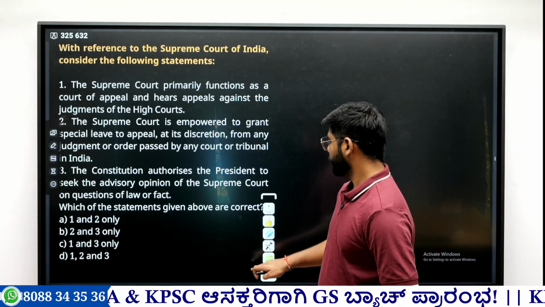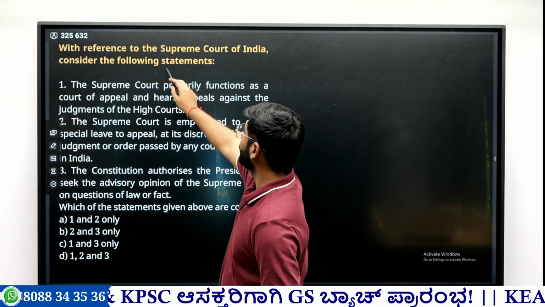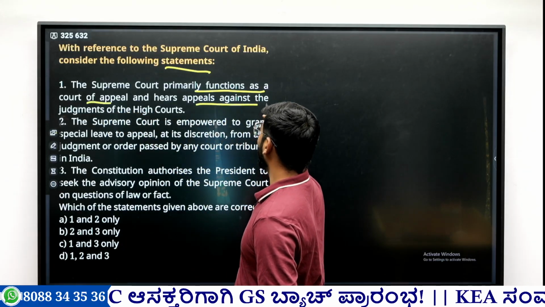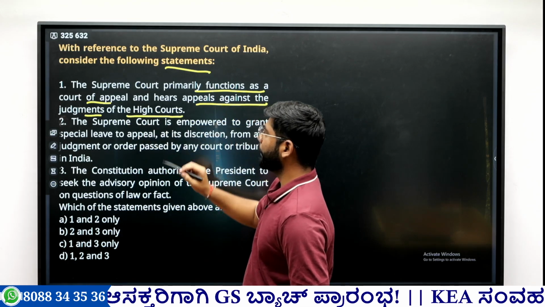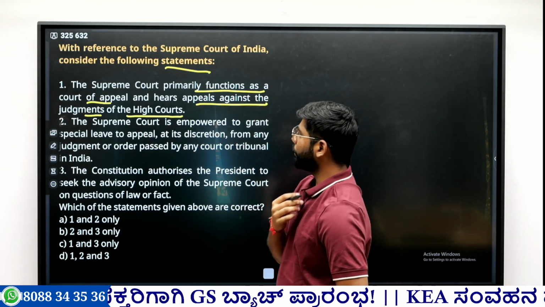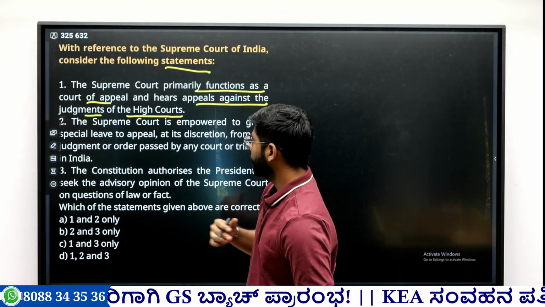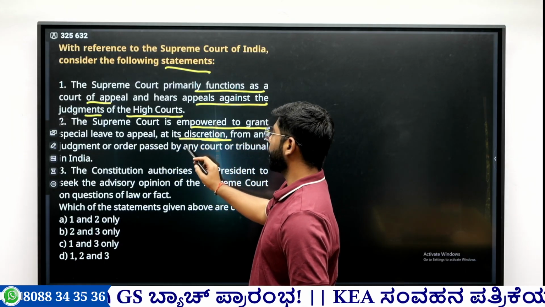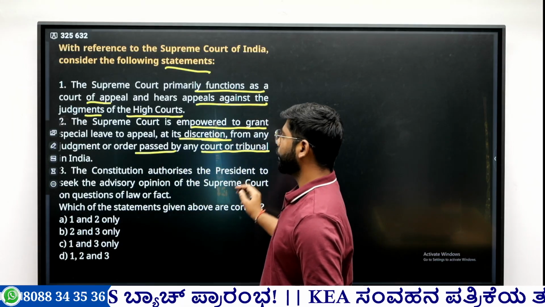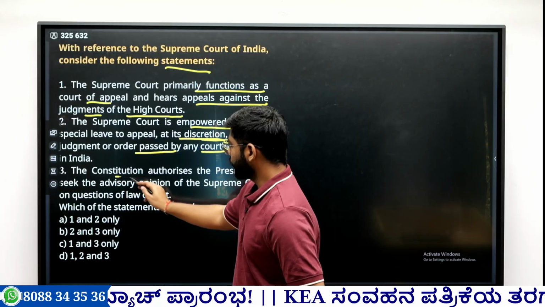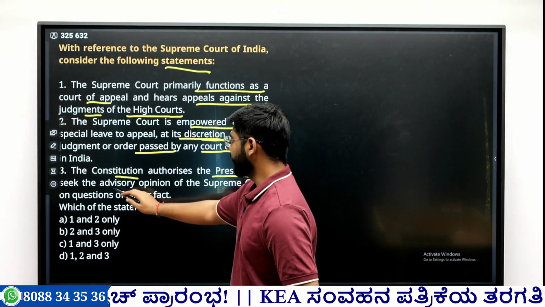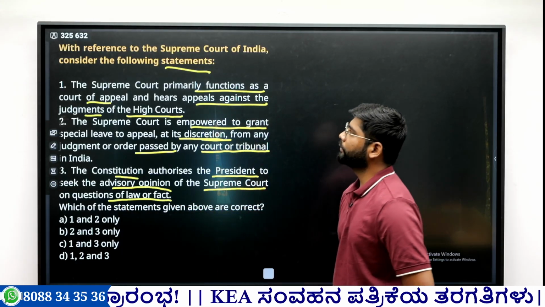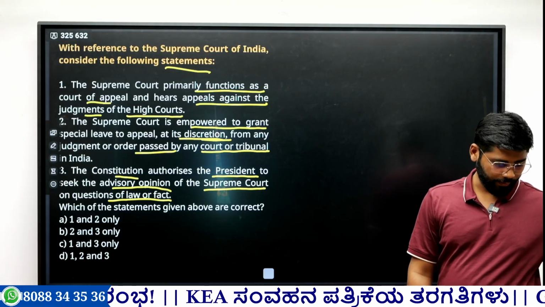Okay, we'll see. Consider the following statements. The Supreme Court primarily functions as a court of appeal and hears appeals against the judgments of the High Court. Then, the Supreme Court is empowered to grant special leave to appeal at its discretion from any judgment or order passed by any court or tribunal in India. Then, the Constitution authorizes the President to seek the advisory opinion of the Supreme Court on questions of law or fact. Let me know which one is correct here.